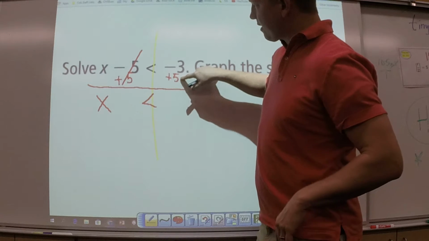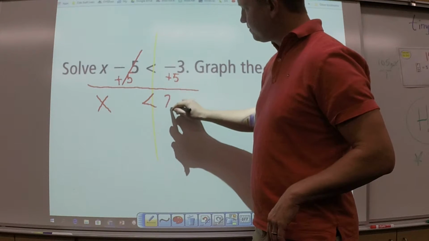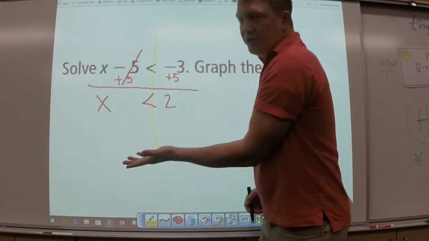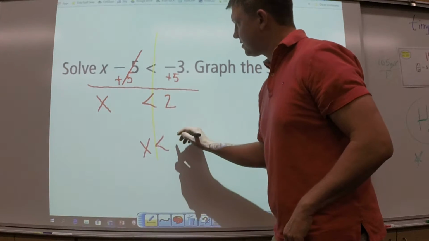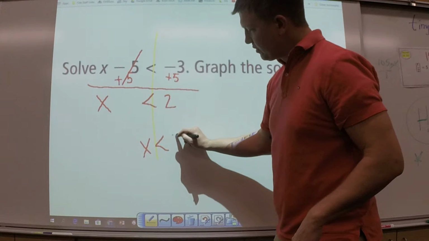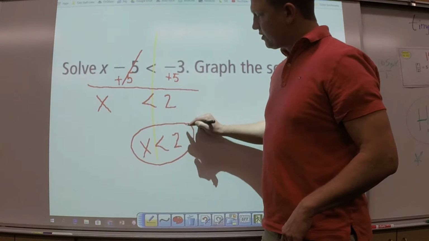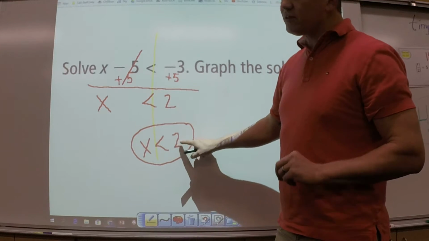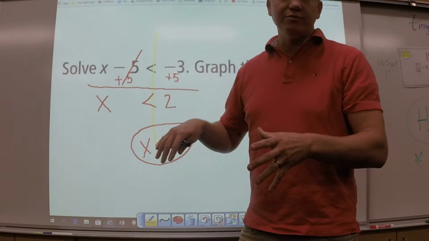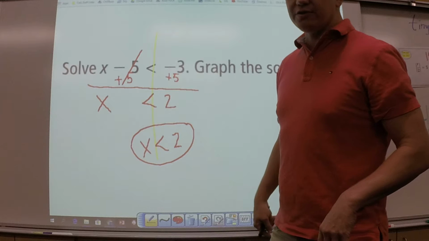Do this arithmetic right here, and it turns out to be 2. And look at that. Our variable is all by itself on one side. So finally, our final answer is x is less than 2 is how we would say that. So that means that our solution is any number that is smaller than 2. Not including 2, but any number that is smaller than 2 right there.